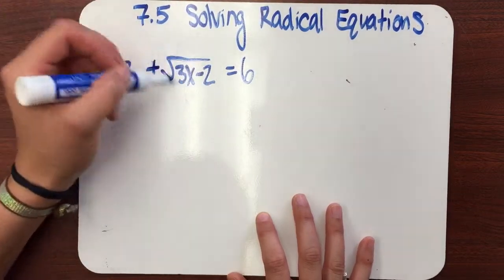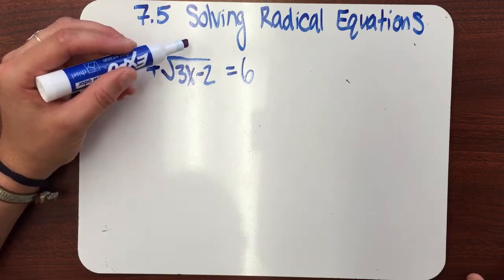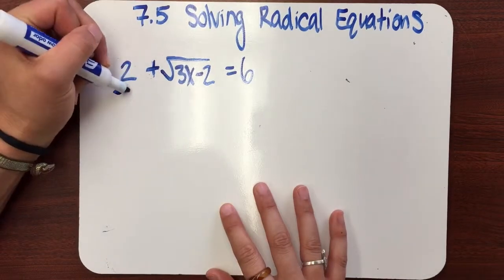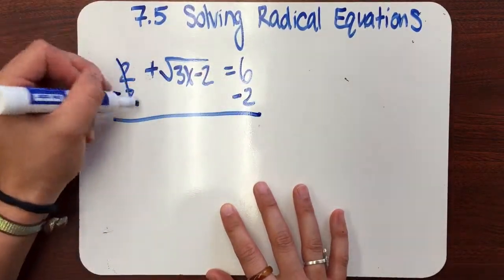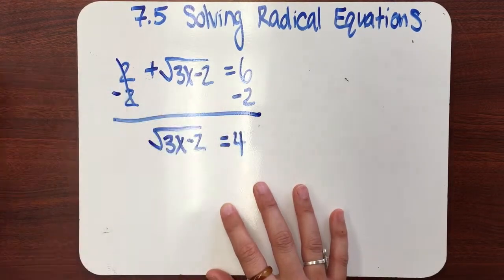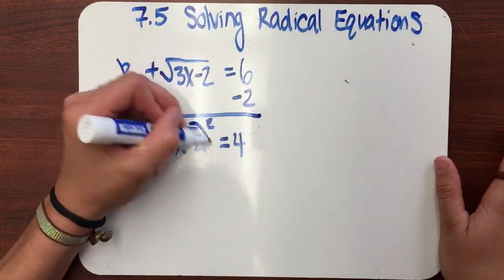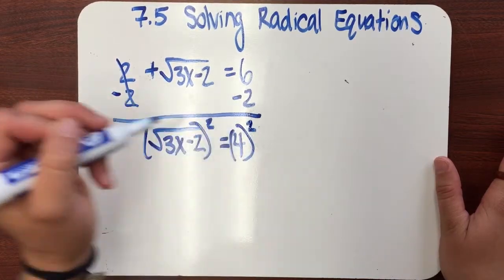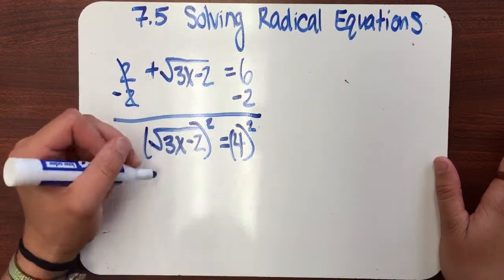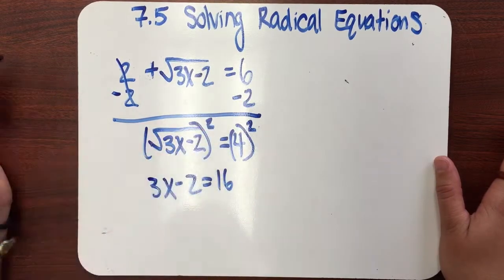So to start with these, you're first going to get the part that has the square root or the variable with the rational exponent by itself. We're going to do that by subtracting 2 from both sides. We have the square root of 3x minus 2 is equal to 4. And the opposite of taking the square root of something is squaring it. So we're going to square both sides here, because the square root and the squared will cancel each other. And we're left with 3x minus 2 is equal to 4 squared, which is 16.